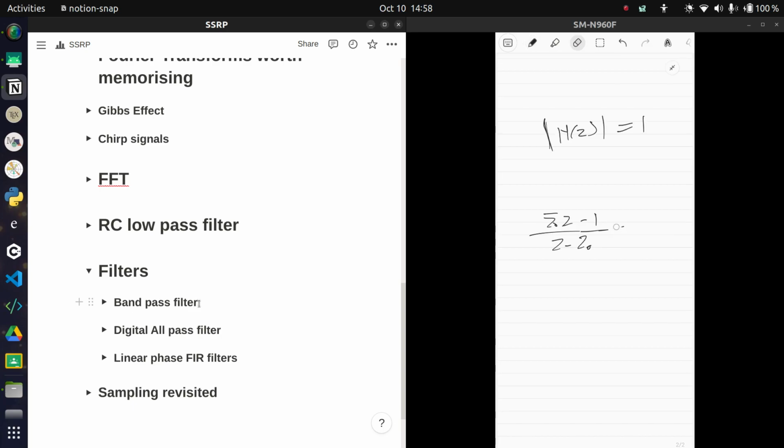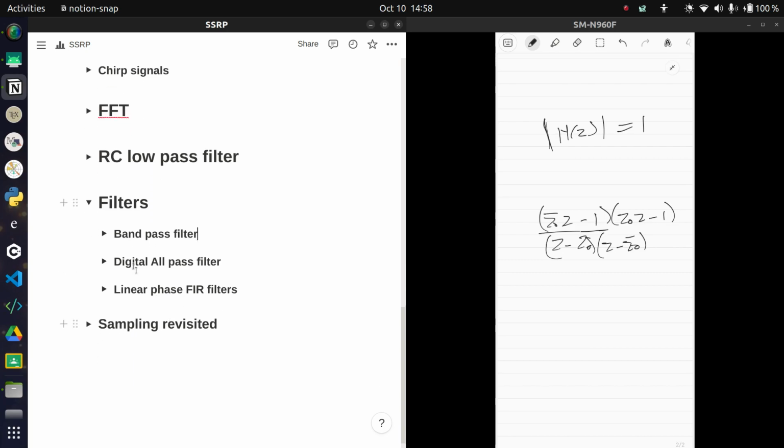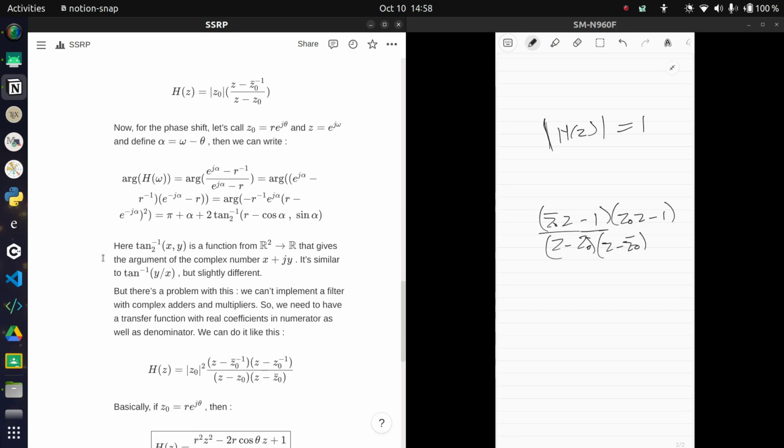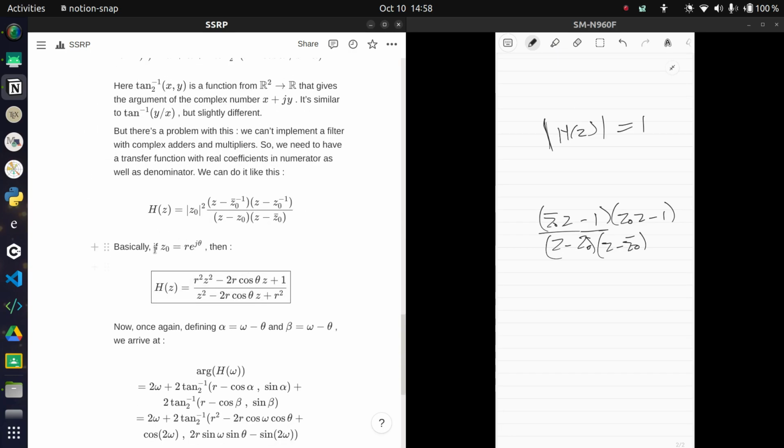Now you might say this could potentially give you a complex rational function. So to make it an actual rational function with real coefficients, you just multiply by the conjugates. So something like z naught z minus 1, just do that, and you get something good out of it. Once again, that's the digital all pass filter. So z naught is r e power j theta, and this is the kind of expression that you get. Cool.